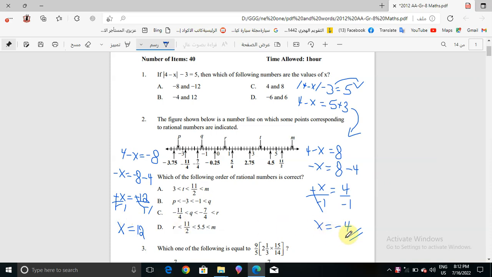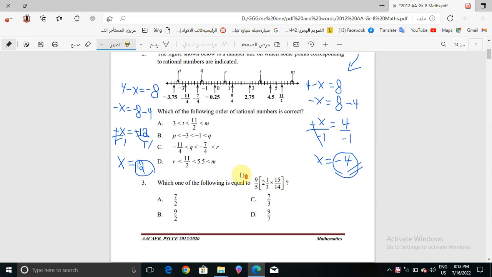So we have here x, which is negative 4 and positive 12. Here in the choices, yes, we have negative 4 and positive 12. So choice B is the correct answer for question number 1.